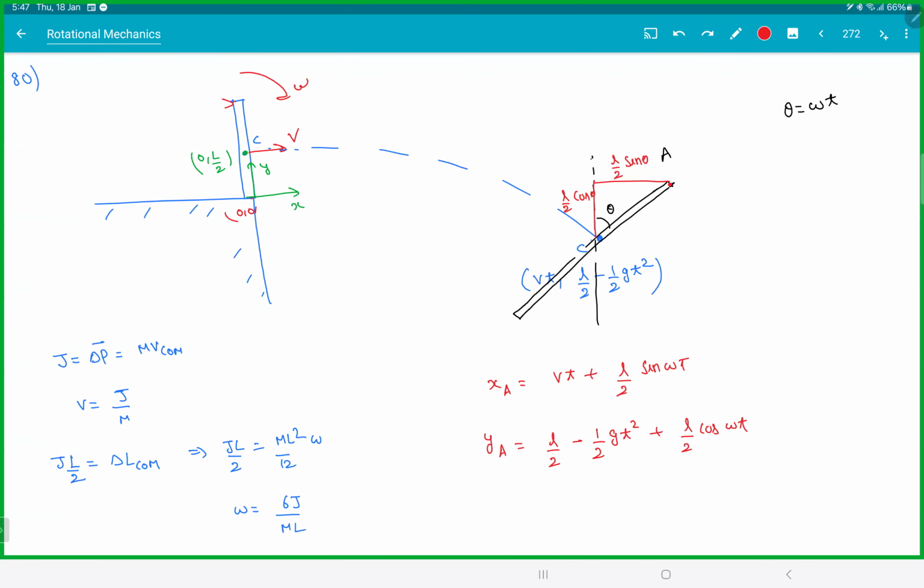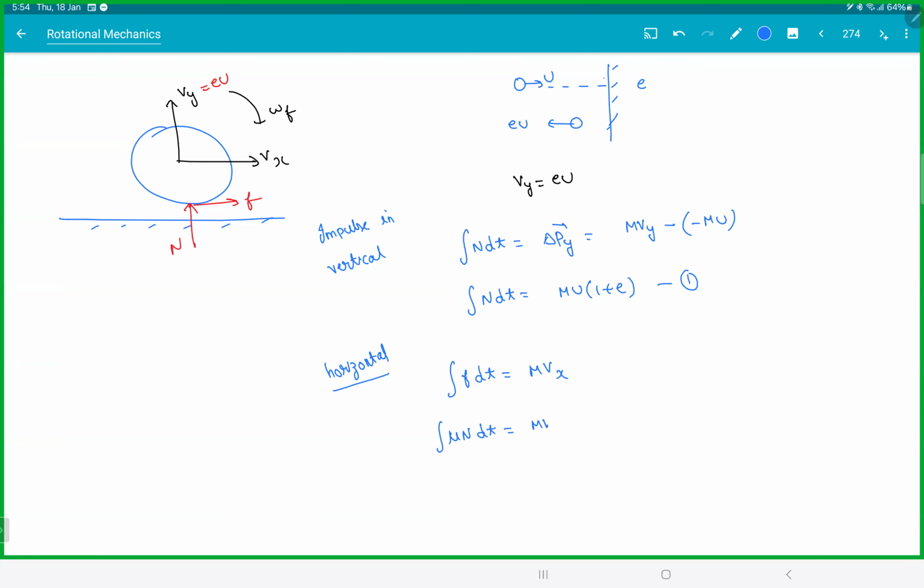In the horizontal direction, integral f dt will give mVx. But integral f dt is mu N dt. Again, we are assuming this is max. So this will be mu times mu into 1 plus e. This gives me the horizontal velocity Vx. I know Vy, I know Vx. Check the steps. We still have to find omega.